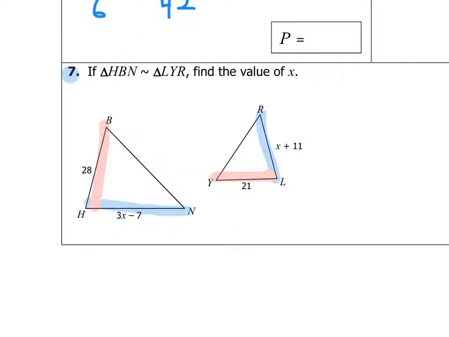Moving on to number 7, we just want to find a value of x. Again, you're setting up a proportion, remember? So this fraction is equal to this fraction. And I've already highlighted corresponding sides for you. So set it up, cross multiply, and solve. Remember, when you cross multiply, you got to multiply by both terms, just like the distributive property.